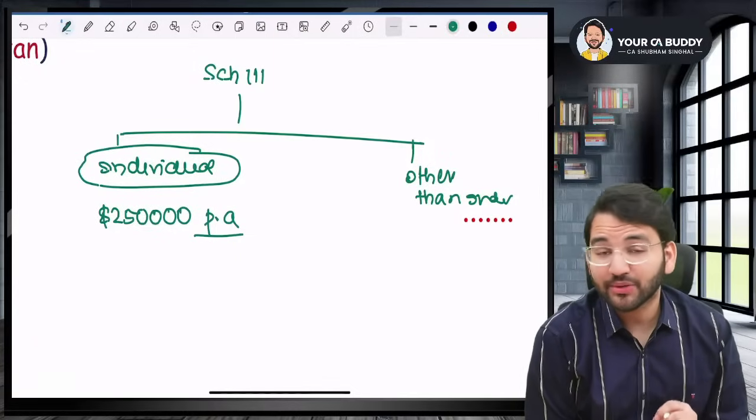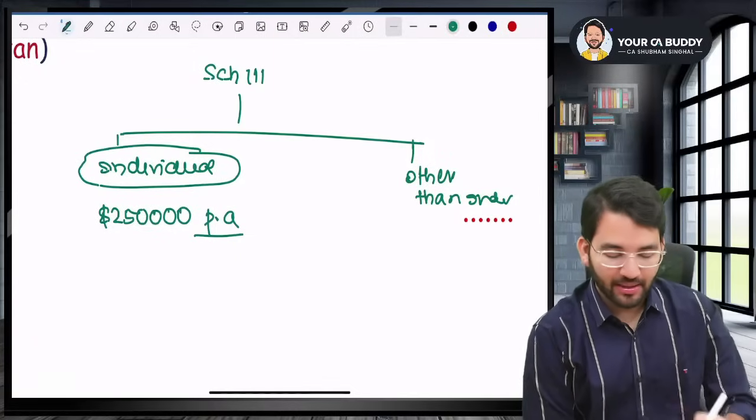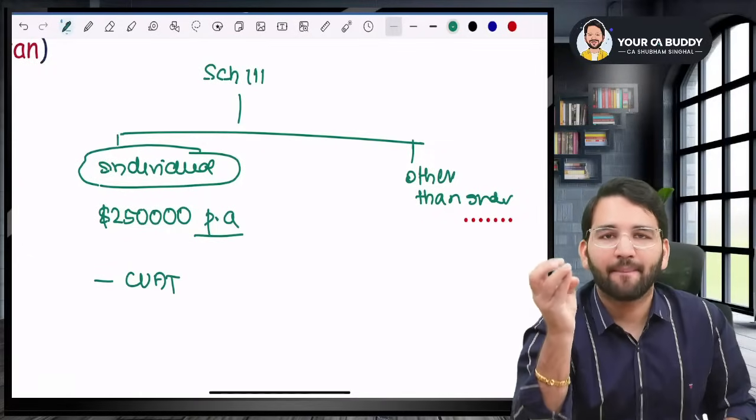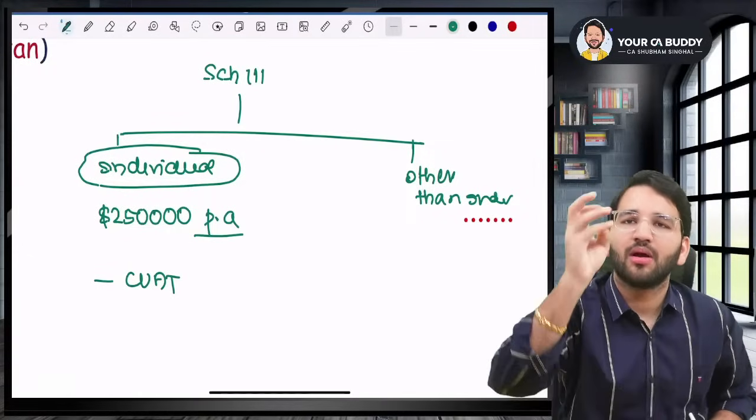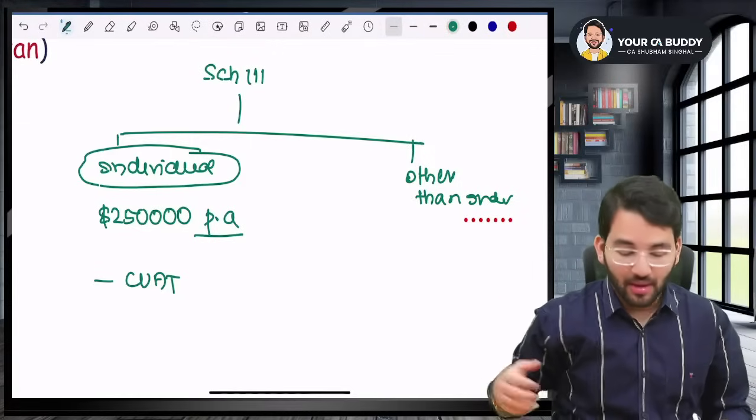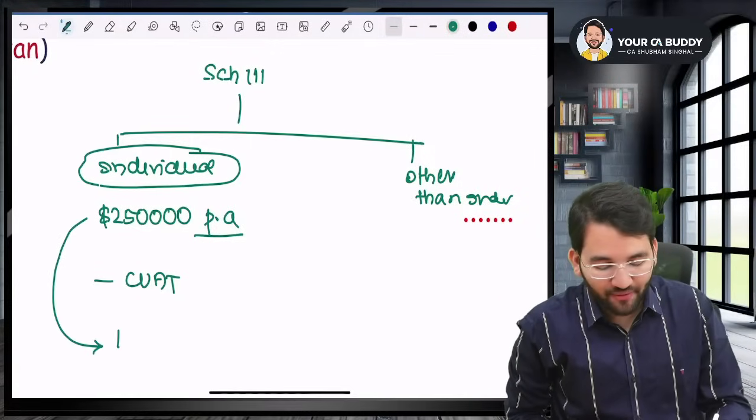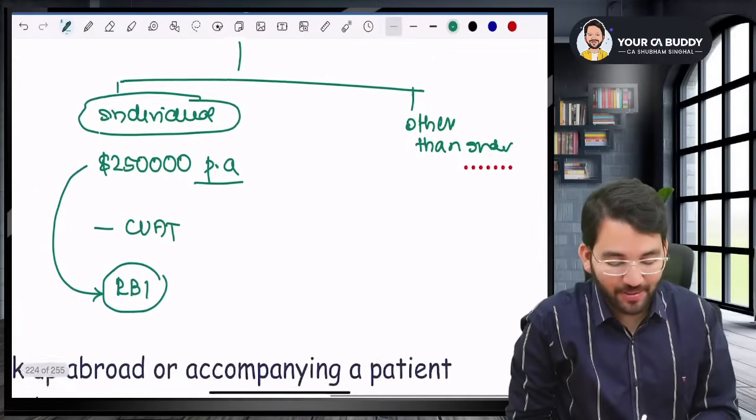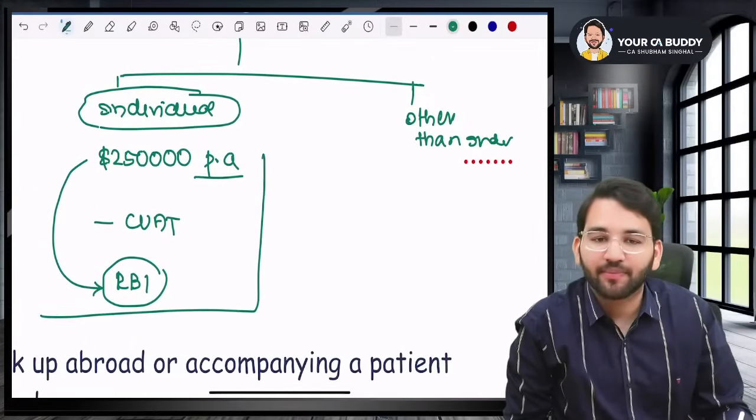But $2,50,000 per annum is the limit in which you can do current account transactions, such as traveling, medical, education, your immigration, everything you can do within that limit. But if you want to spend more than that, you will have to take approval of RBI. This is the basic provision, sir.